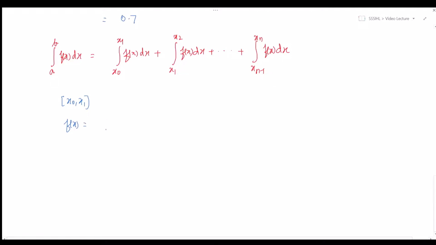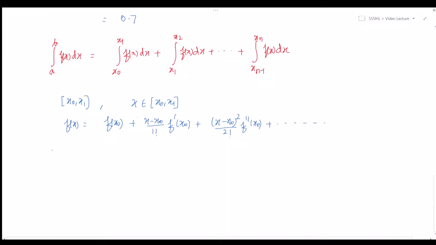In this interval, f of x, using Taylor series expansion, is f of x naught. That is, for any x that belongs to this interval x naught to x1, f of x is f of x naught plus (x minus x naught) by 1 factorial into f dash of x naught, plus (x minus x naught) the whole squared by 2 factorial into f double dash of x naught, plus etc.